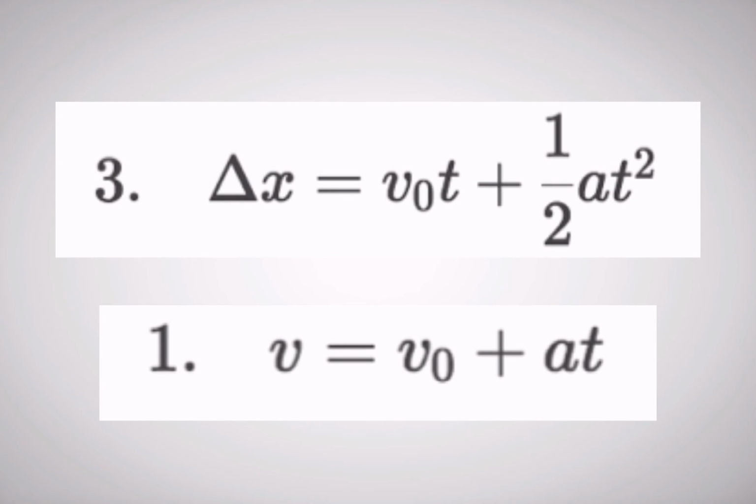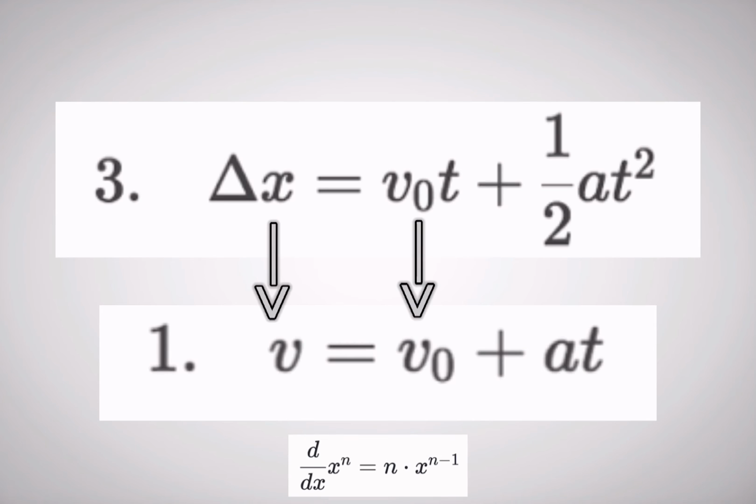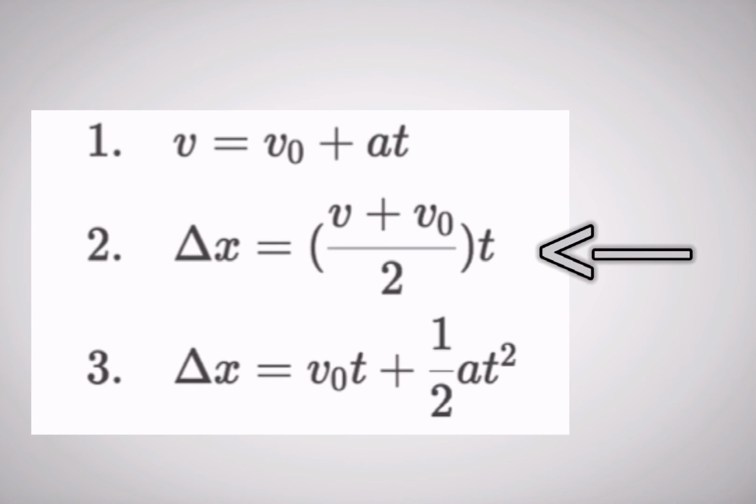Let's take another look at kinematic equations 1 and 3. We now know that the derivative of position as a function of time equals the velocity as a function of time. And these two equations are just position and velocity equations for constant acceleration. If we take the derivative of the whole position equation with respect to t, using the power rule, it is clear that the derivative of v0 times t equals v0, and the derivative of 1/2 a times t squared equals a times t.